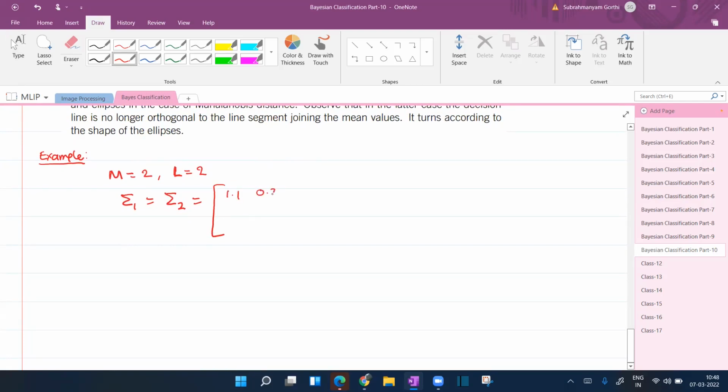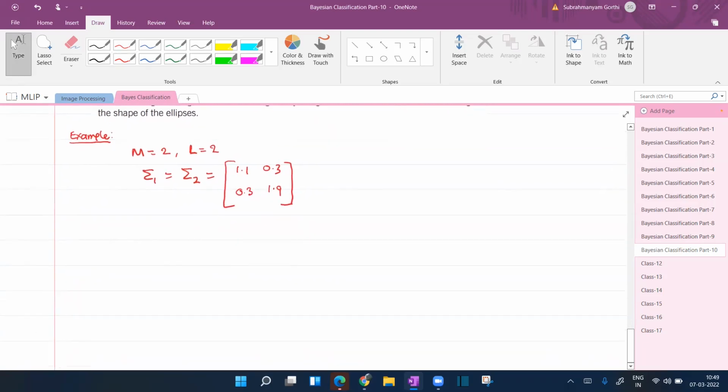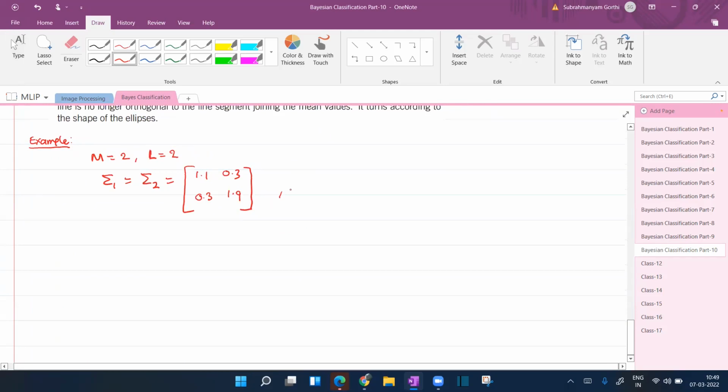1.1, 0.3, 0.3, 1.9. This is my covariance matrix. Now I am given, what else is required to make the calculations? I should also know the mean vectors. Let the first one have a mean at 0, 0, that means at the origin. And the second has a mean where the whole thing got shifted to 3, 3. So same circles there, but shifted there.